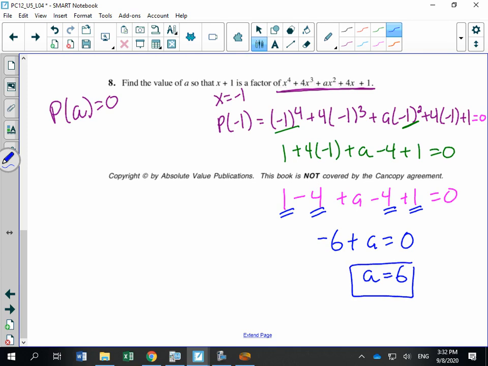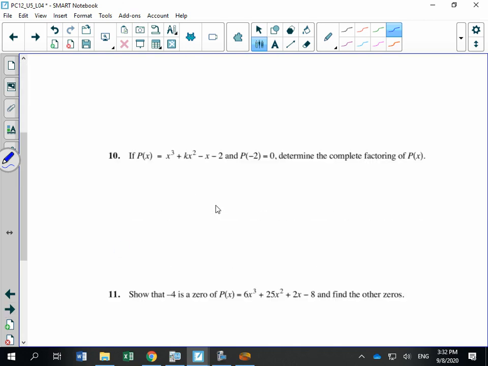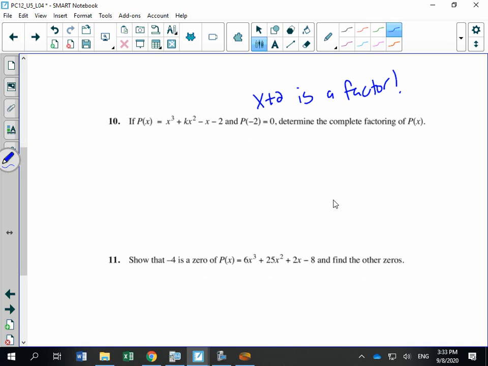Last question that I'll do with you is question number 10. So for question number 10, p of x is equal to the given polynomial, and then they're saying that p of negative 2 is equal to 0. So we know that x plus 2 is a factor, right? So when they input negative 2, then I know that x plus 2 is a factor. So the first thing that we're going to need to do is figure out what this missing k value is, right? So we need to figure out what that missing k value is.